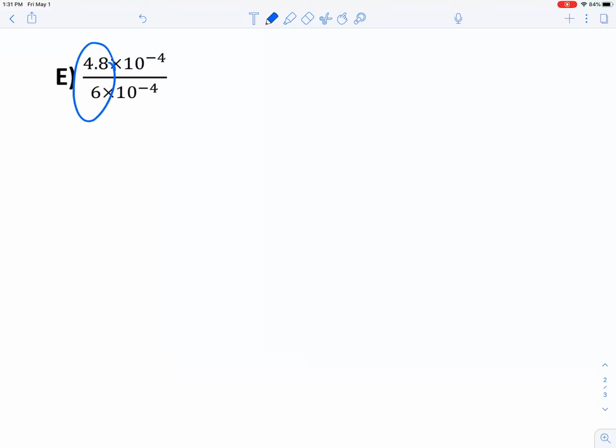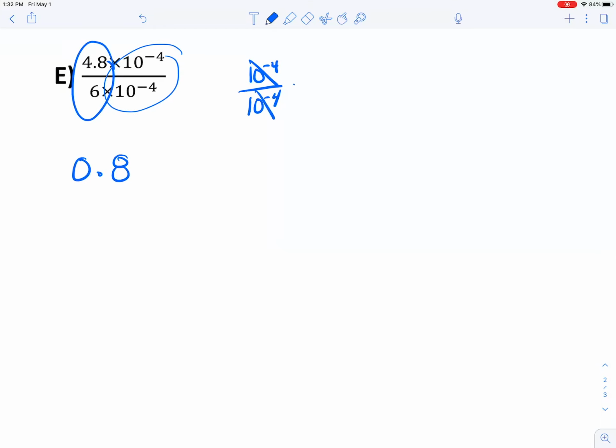And our last example, letter E, very similar to the last one. We're going to divide these two. 4.8 divided by 6 is 0.8. And then we've got 10 to the negative 4 divided by 10 to the negative 4. Okay, if you think about that, any number divided by itself cancels out and it leaves you with the number 1. So this is like 0.8 times 1, which is really just 0.8.